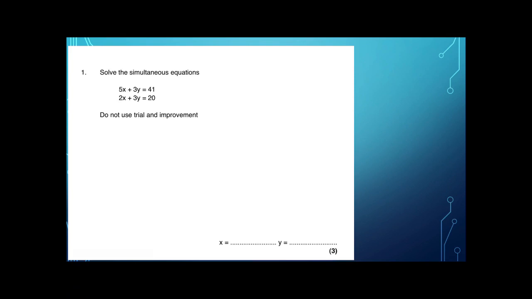Okay, so welcome back. Both of these equations are linear. They've got an x and a y. There's no x squared or anything like x times y. So if you were to draw those, you'd get straight lines. Okay, so 5x plus 3y is equal to 41. 2x plus 3y is equal to 20.